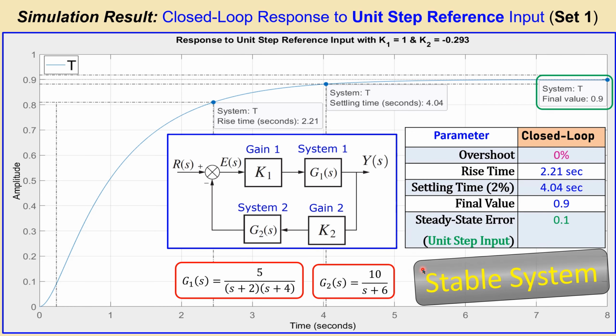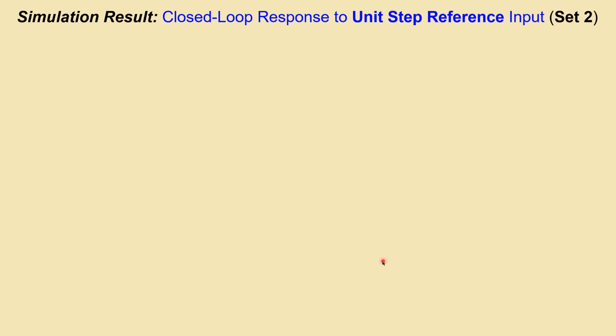And this is a stable system because it actually settles down to a final value. It doesn't explode to some infinite value. Okay, this then confirms our simulation for the first set. Let's also look at the second set, set 2.